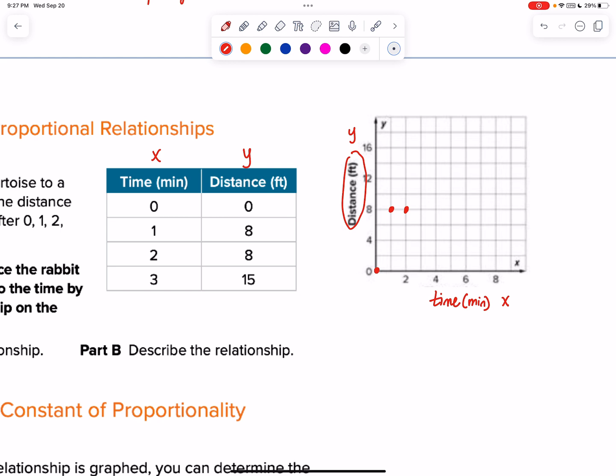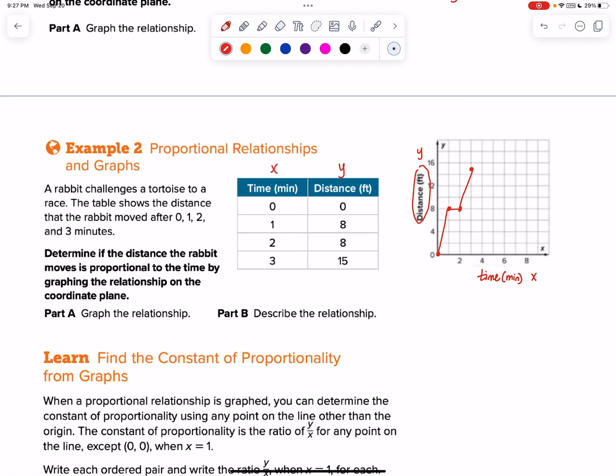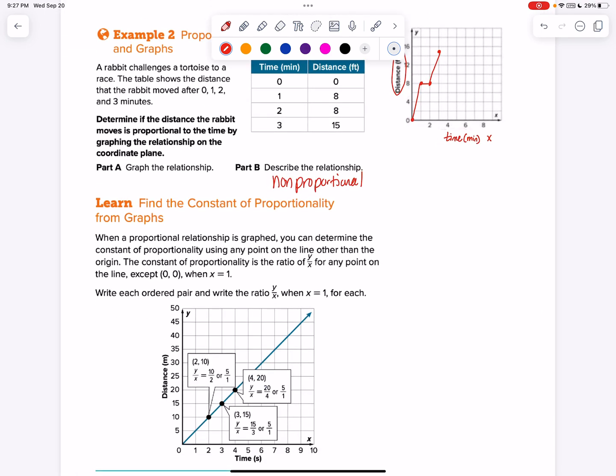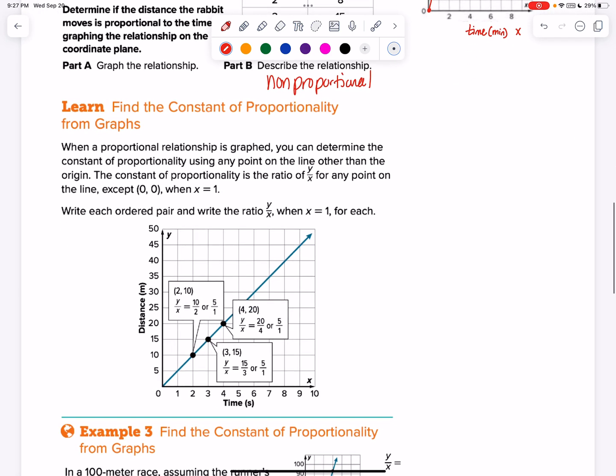Right here, you can see our line, or this data, is not proportional anymore, because it's not a straight line. And then at 3 minutes, we went 15, which is right there. So my line goes like this, and that is not a proportional relationship. Because if I were to divide 8 divided by 1 and then 8 divided by 2, we would not get the same unit rate. So we know the relationship is non-proportional. Both characteristics have to be true.